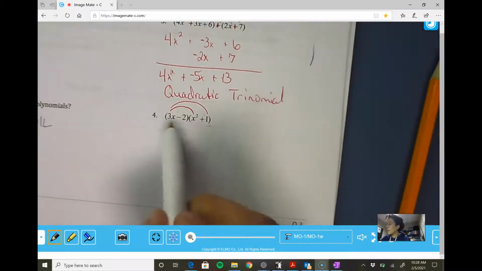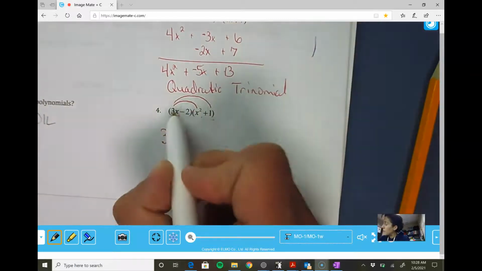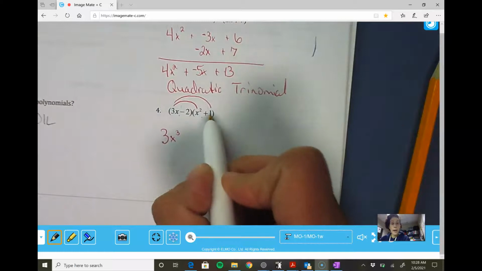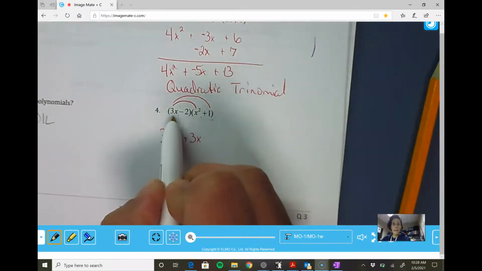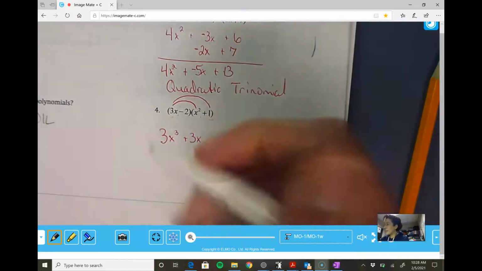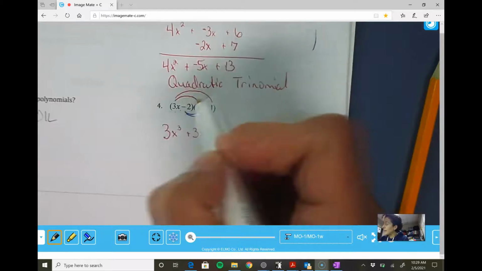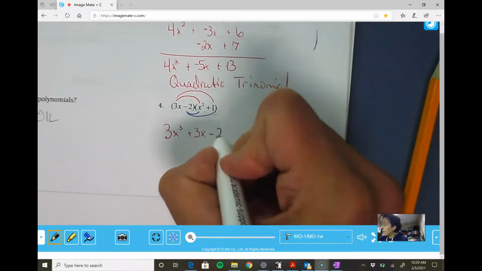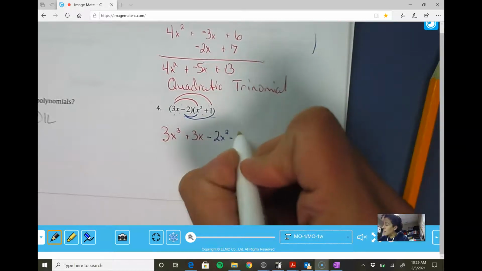And so when I multiply, this is what we did with our exponent rules, 3x and x squared, that means there's 3x cubed. And when 3x distributes or meets 1, I get 3x. And now that 3x has met everybody, the other person has to go over and meet the neighbors. So when you distribute this into here, you get a negative 2x squared. And when you distribute this to this, you get a negative 2.